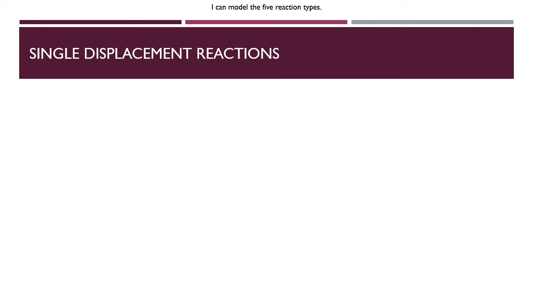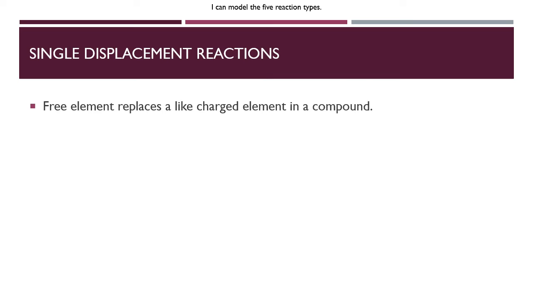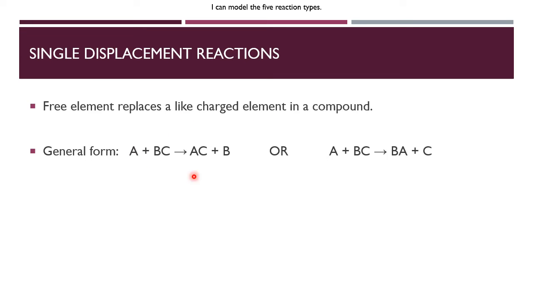Alright, the next 2 slides look at the displacement reactions, the first of which we call a single displacement reaction. In a single displacement reaction, a free element replaces a like charged element in a compound. The generic form of the equations that we could write here, and I have 2 different examples and you'll see why, is we have a free element, and in both cases the free element is listed with the generic symbol A. So this would represent any element that's by itself. It's not in a compound with something else. And it is reacting with a compound.